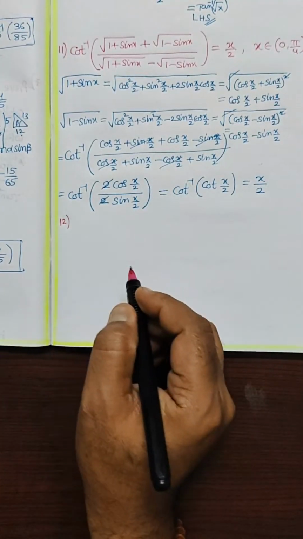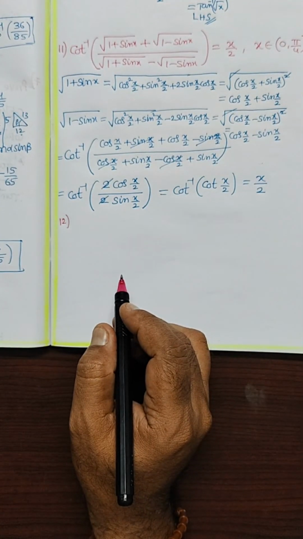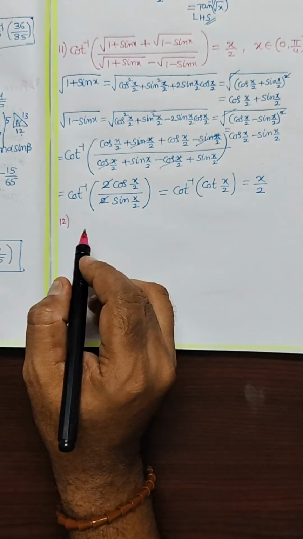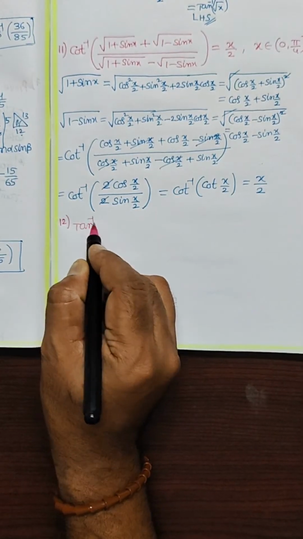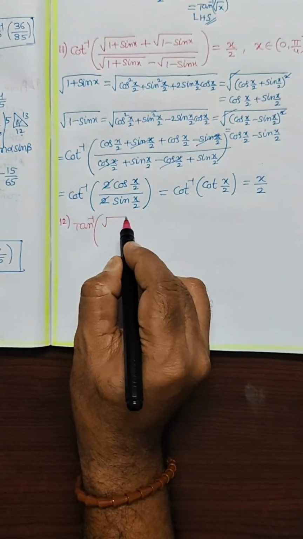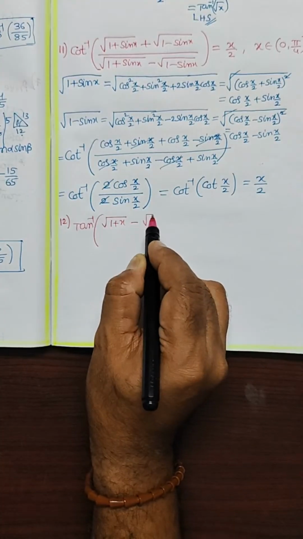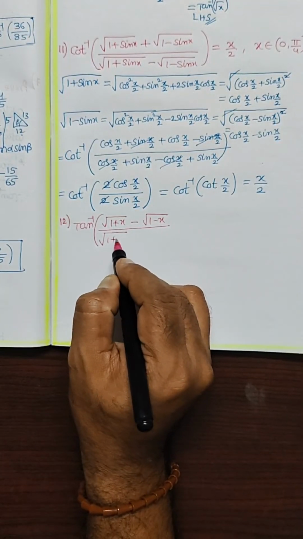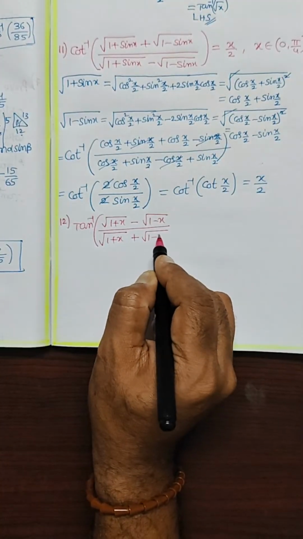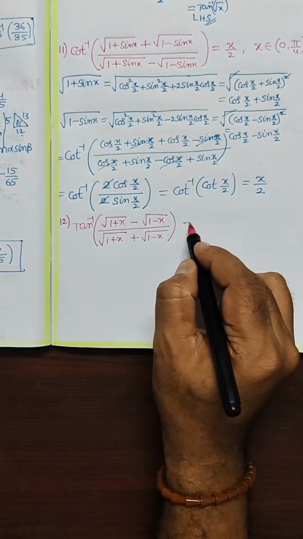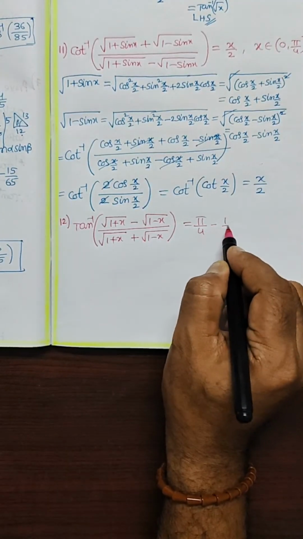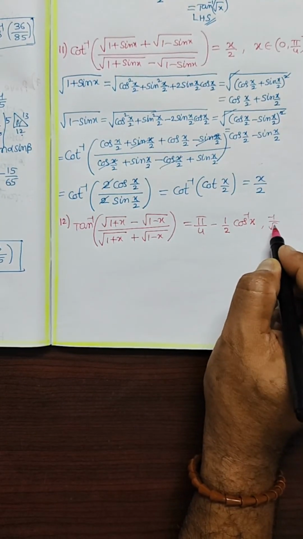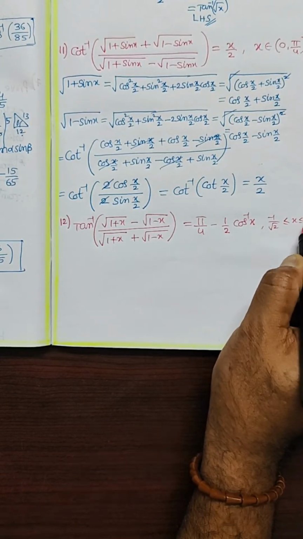Question number 12. Prove that tan inverse of (root 1 plus x minus root 1 minus x) divided by (root 1 plus x plus root 1 minus x) is equal to pi by 4 minus 1 by 2 cos inverse x, where minus 1 by root 2 is less than or equal to x is less than or equal to 1.